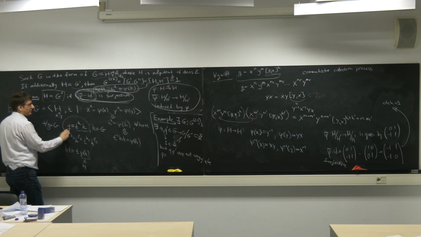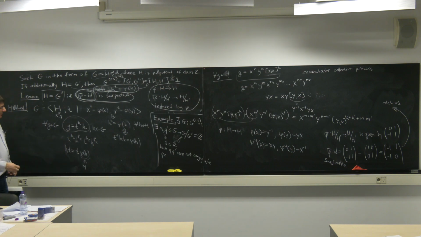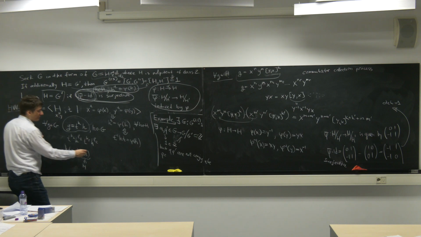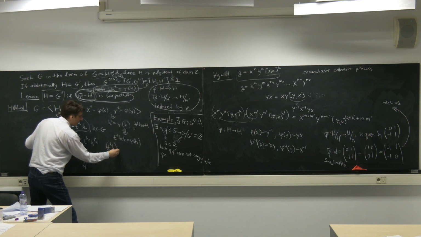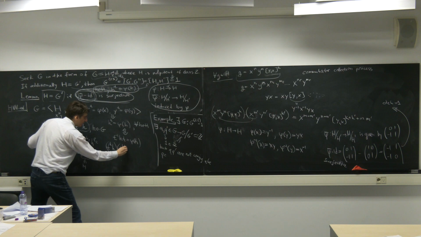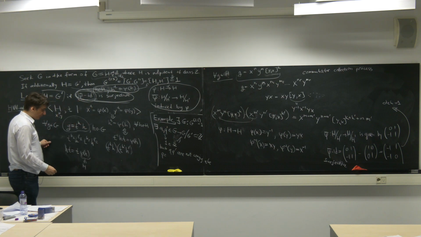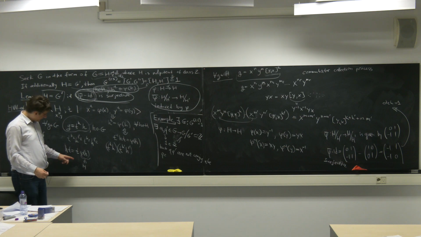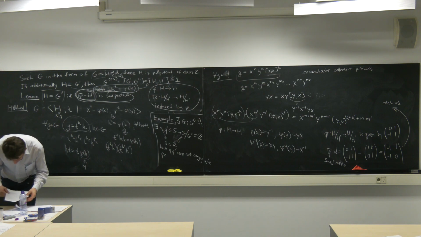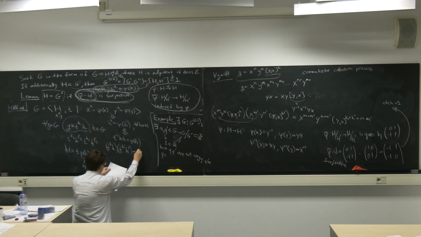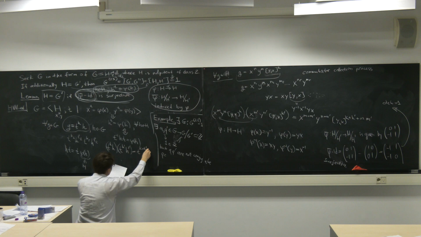So any element has this form, and if I want to multiply two such elements, t to the power k h times t to the power k prime h prime, I'm just using this identity, and I'm getting t to the power k plus k prime times phi to the k prime of h times h prime.